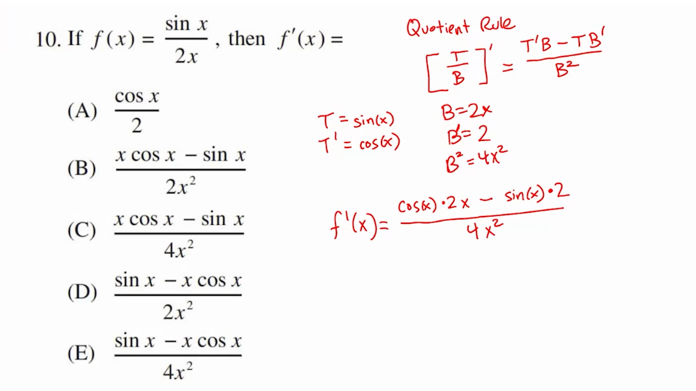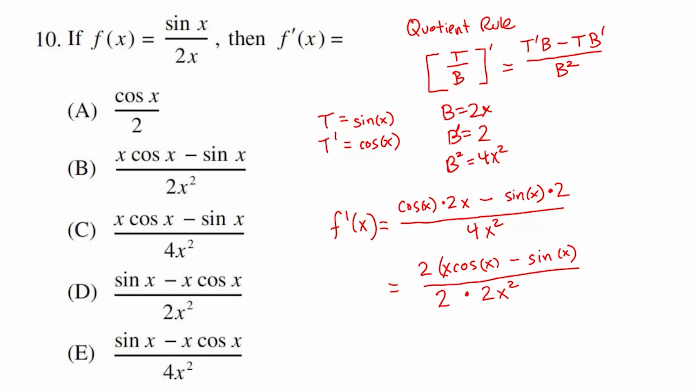Now, if you look at your answer choices, none of them look exactly like this. And that's because we have a factor of 2 that can be reduced here. If we factor out a 2 as a GCF from the numerator, 2 times (x cosine x minus sine x), over, and let's go ahead and just factor out a 2 here, even though you might be able to do that without actually writing it, 2 times 2x squared, because 2 times 2 is 4.